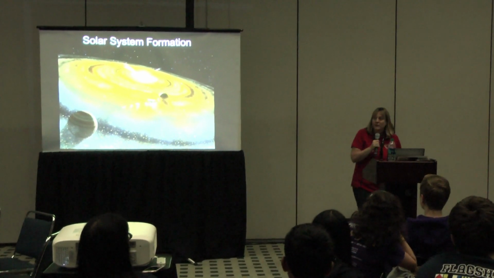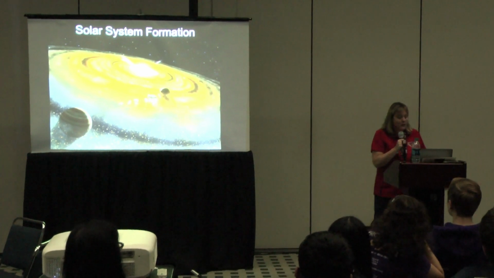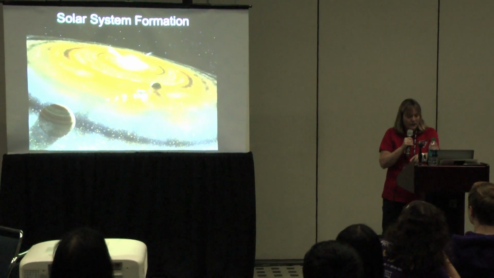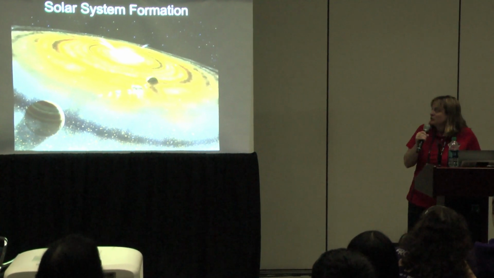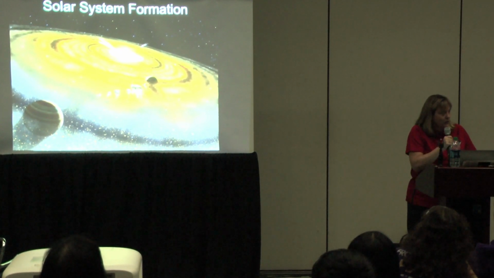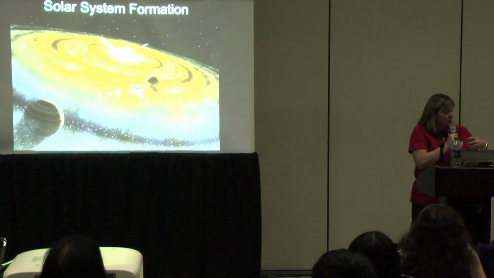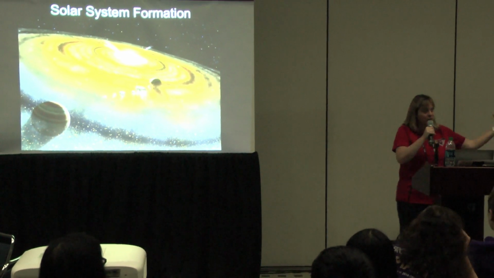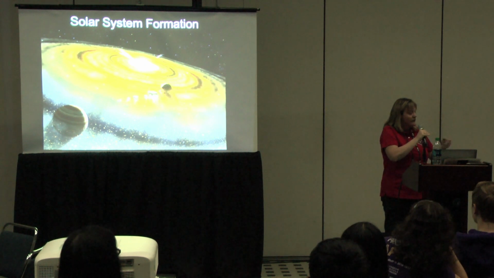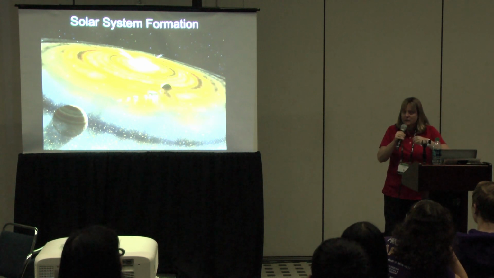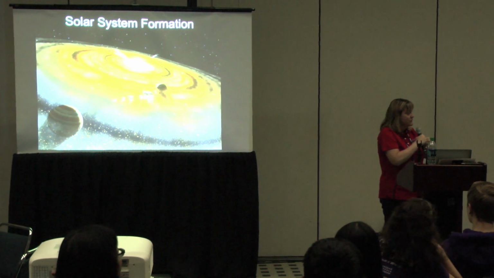So about 4.6 billion years ago, our solar system was formed. It was formed from the gravitational collapse of a large giant molecular cloud. Our sun formed in the middle, and then the gas and the dust around it collapsed into a disk. And in that disk, the dust and the gas combined, and they started to accrete.